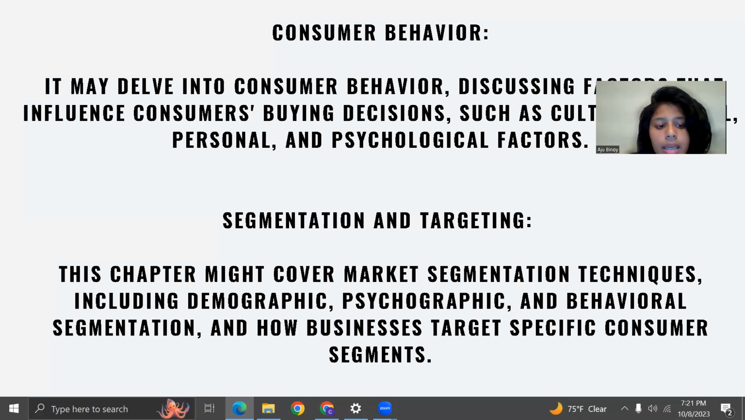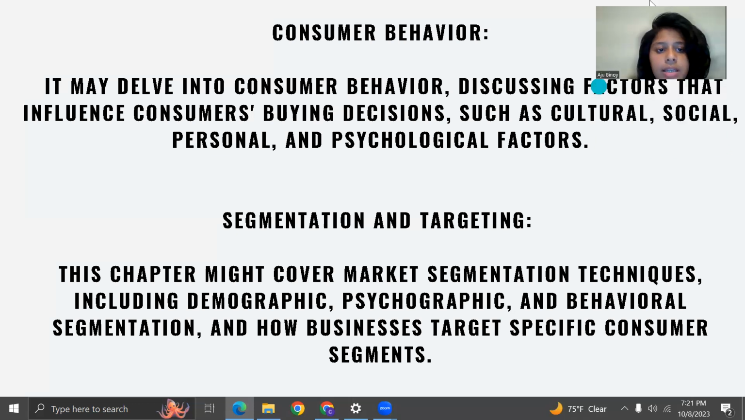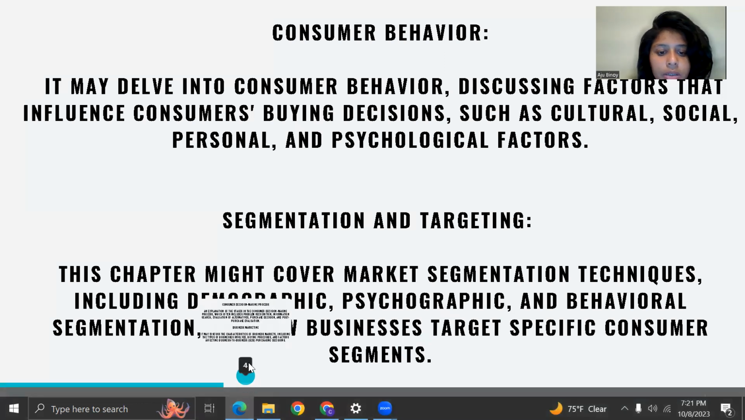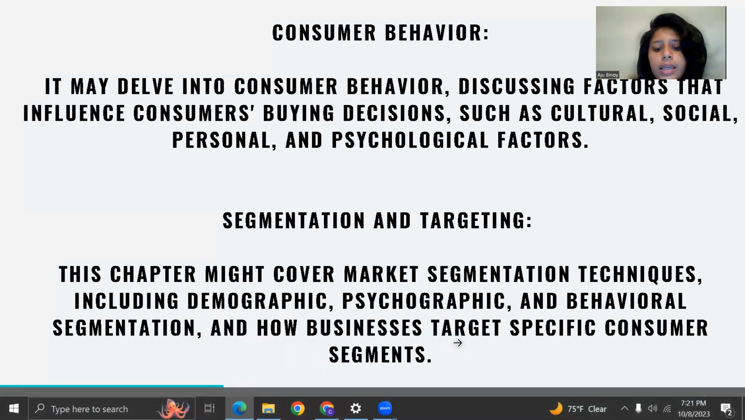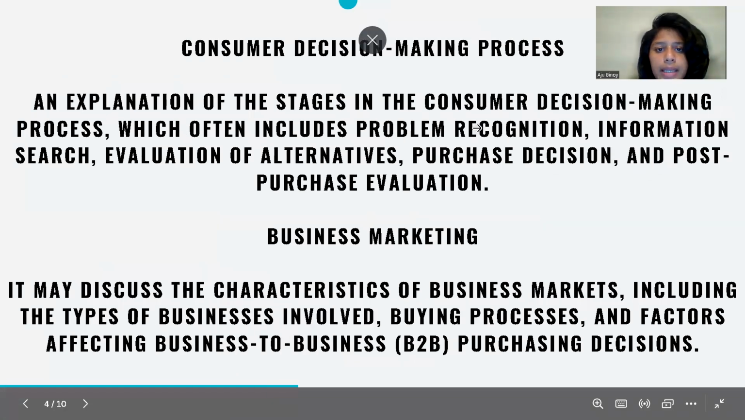So that's all about the customer behavior process, and it may dive into customer behavior, discussing factors that influence the customer's buying decisions, such as cultural, social, personal, and psychological factors. And the second key note is segmentation and targeting. This chapter covers market segmentation techniques, including demographic, psychographic, and behavioral segmentation, and how a business targets specific customer segments. Let's move on to the next slide.